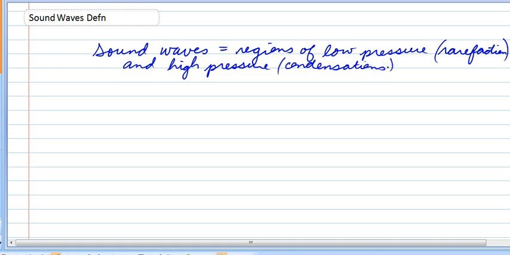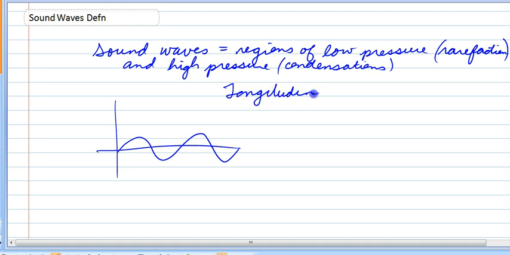Now, sound waves are a little bit different from what you might think about for a normal wave. Like if you took a slinky and shook it up and down, the wave would go side to side, and it might look something like this. But a sound wave is actually a longitudinal wave. And remember from a previous video that this means that the particles of the medium are going to vibrate parallel to the wave motion.